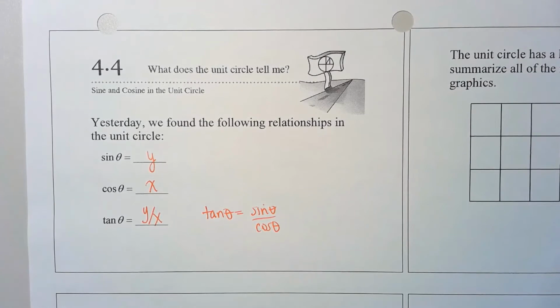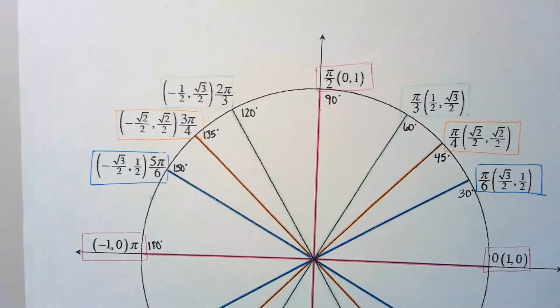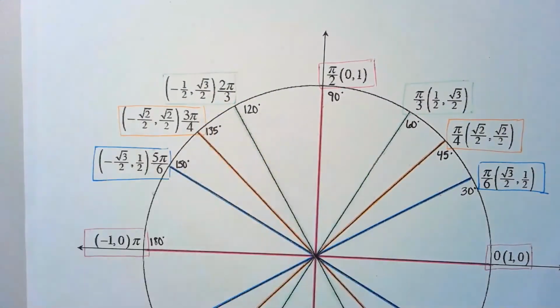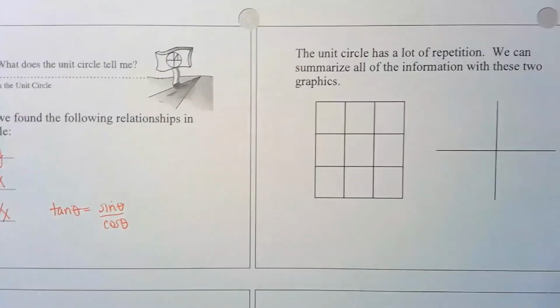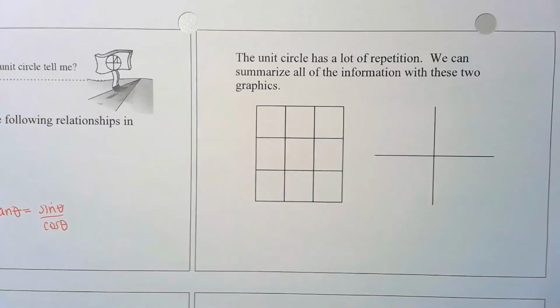One thing I finished our lesson with yesterday is that there is a lot of repetition in our unit circle. We have 5 numbers. They're just switched. The signs are changed. It's 5 numbers. So there's a lot of repetition. And so what I would like to do is summarize that into just 2 smaller graphics.